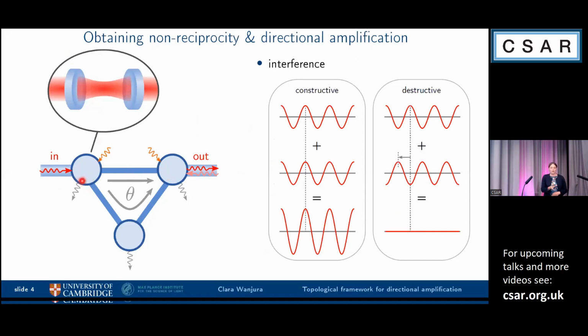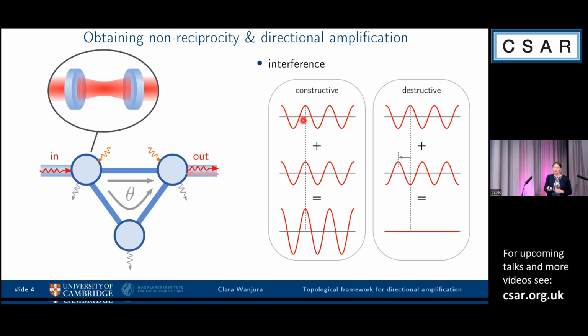And the light can then travel either from one resonator directly to the other and to the output, or it can travel via another resonator down here. And when these two paths recombine, there is the option of constructive or destructive interference. So what does that mean? Think of light as a wave, as I've illustrated here on the right.